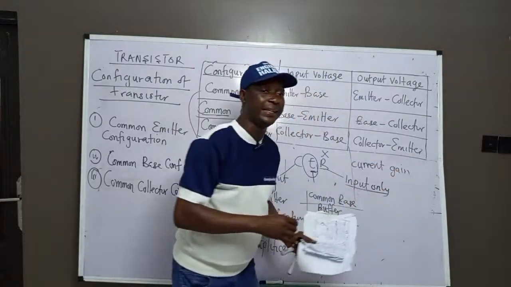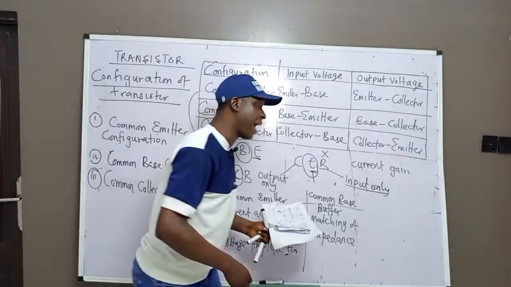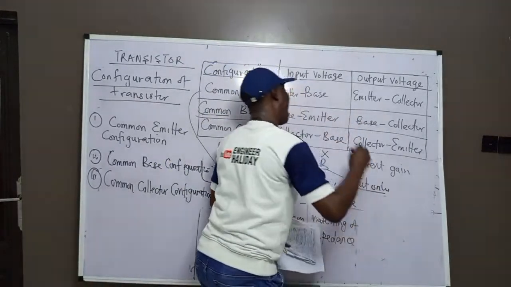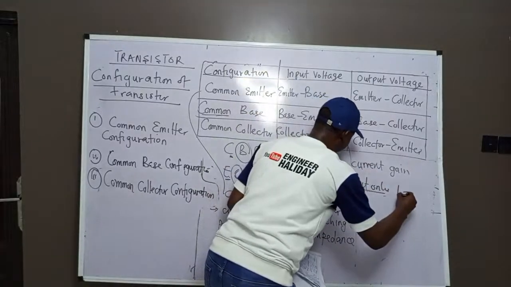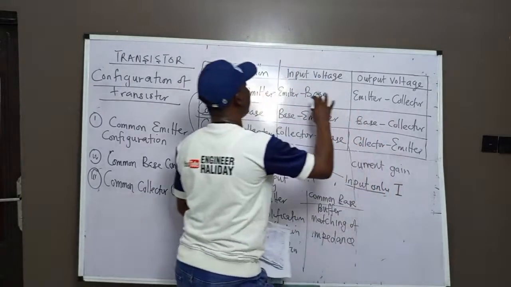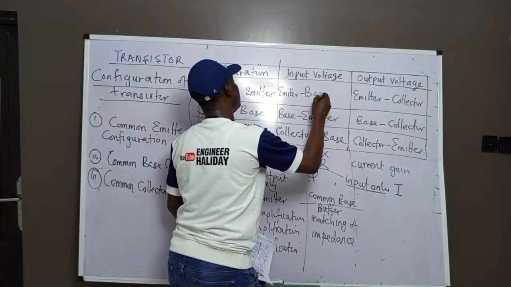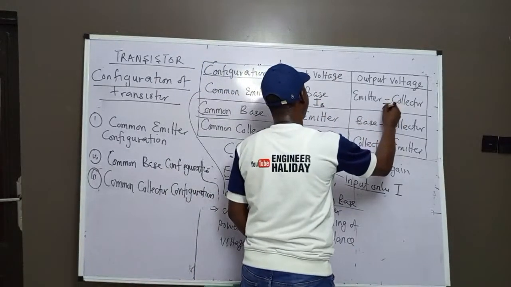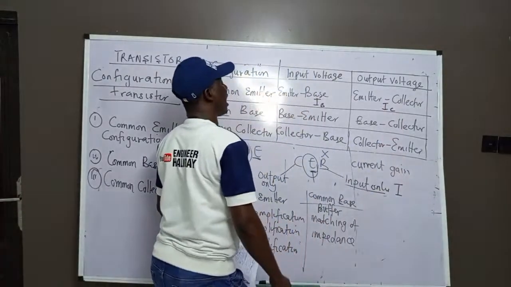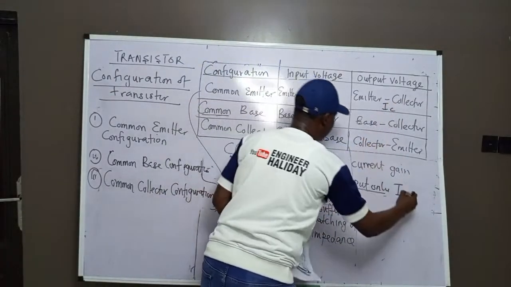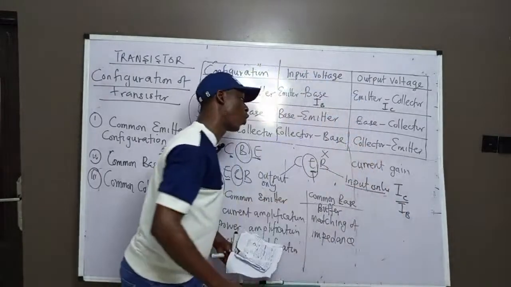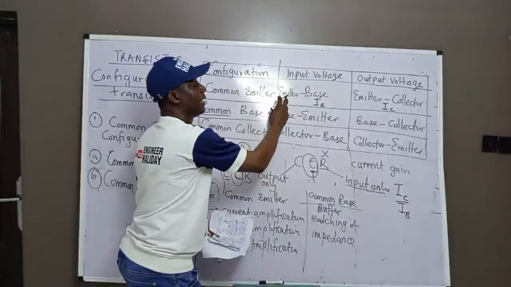A current gain is simply defined as output current over input current. What is the output current here? The input current is here, IB. The current output here is IC. So the current output in this case is IC. So IC over IB is the current gain in this particular common emitter configuration.